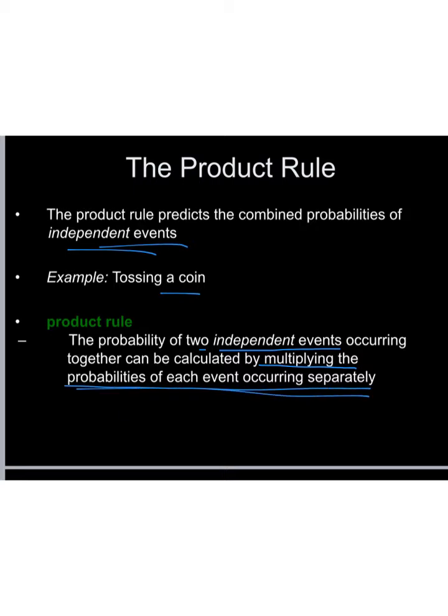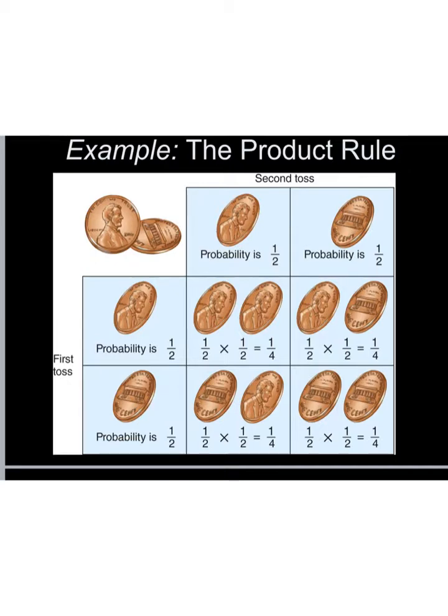So we'll go through an example. Here we have a coin toss, and we toss this coin twice. So in our first toss, we have a 1/2 probability of getting heads and a 1/2 probability of getting tails. So we're going to toss that coin once. There are 2 options. Then we have the second toss, and again, we're going to have a 1/2 probability of getting heads and a 1/2 probability of getting tails.